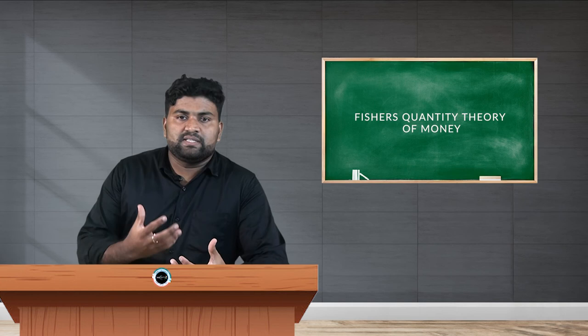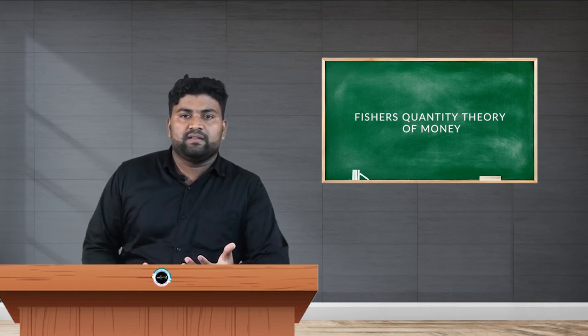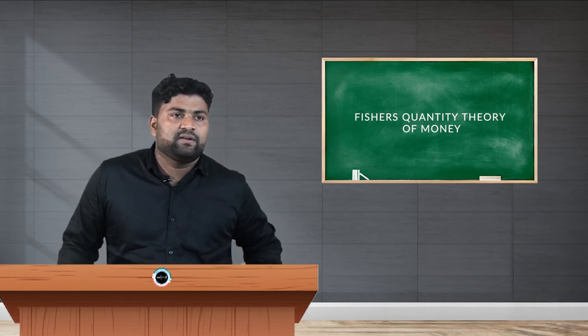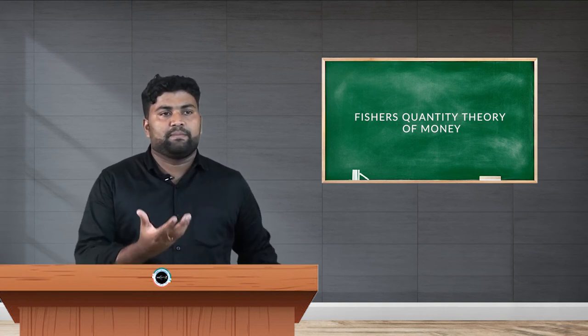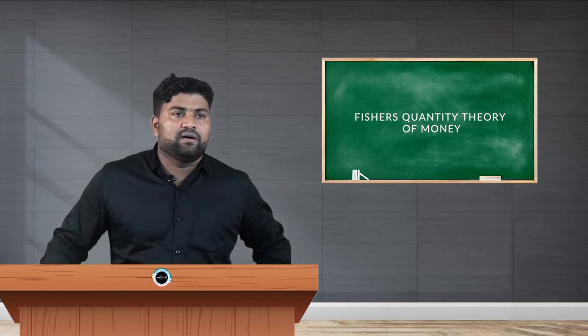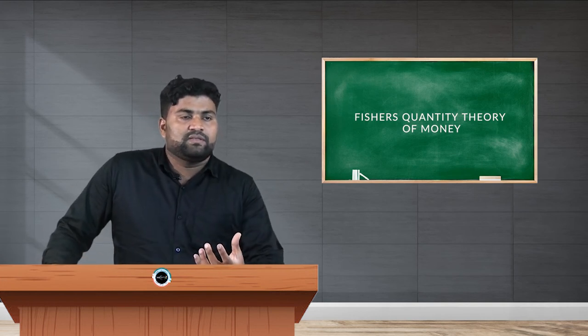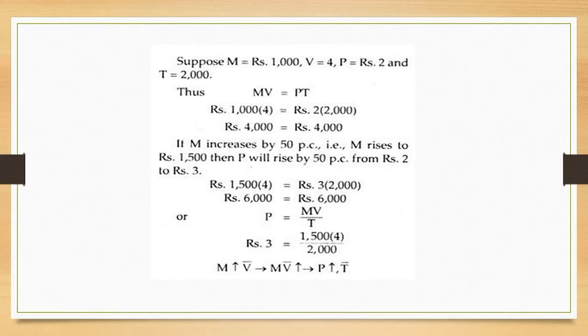If you want to understand this equation very easily, then you should go for another slide, which makes the equation very clear by giving certain numbers to each of the variables. Suppose M is equal to rupees 1000, V is equal to 4, P is equal to rupees 2, and T is equal to 2000. Thus, if you go with the equation MV is equal to PT, you can directly derive with the help of those values, and finally you will get rupees 4000 equal to rupees 4000.